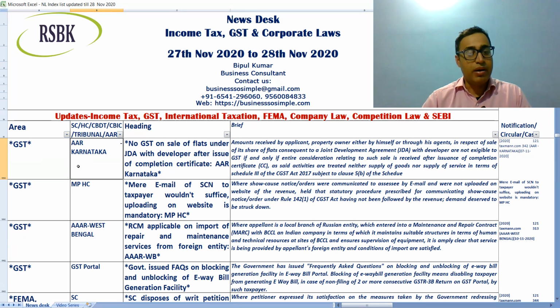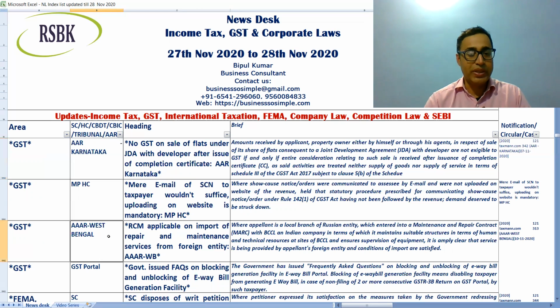Next case, Madhya Pradesh High Court: a mere email of the so-called notice to the taxpayer wouldn't suffice. Uploading on the website is mandatory. Where the notice and order were communicated to the assessee by email and were not uploaded on the website of the revenue, it was held that the statutory procedure prescribed for communicating the notice and order under Rule 142(1) of the CGST Act having not been followed by the revenue, the demand deserves to be struck down.